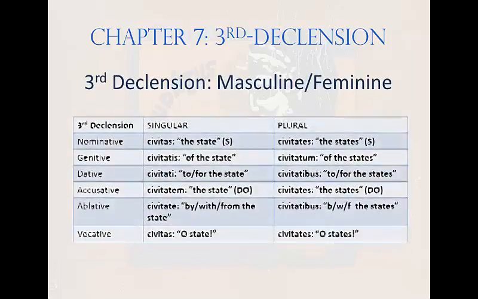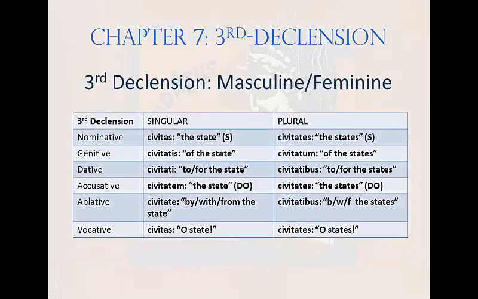While third declension looks very different in form from first and second, its translation is the same. Civitas, the state as subject, civitatis, of the state, civitati, to or for the state, which is as much as I am willing to do for the state right now. I think you get it, at least I hope so.